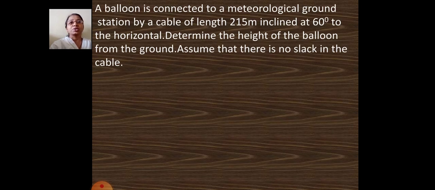Now next question. Again this is a 1 mark question. A balloon is connected to a meteorological ground station by a cable of length 215 meter inclined at 60 degree to the horizontal. Determine the height of the balloon from the ground. Assume that there is no slack in the cable. This is the same as that kite sum which we have done in our regular video lessons. So let us see its diagram.